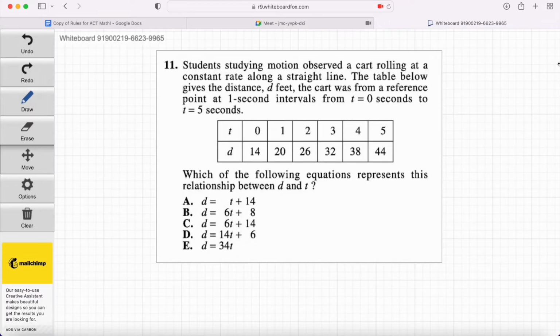I want to see you plug these values into the answer choices. We'll start with answer choice A, and with this set of values: when t is 0, d is 14. So plug that into answer choice A, make d 14 and make t 0. Let's see if we get a true statement.